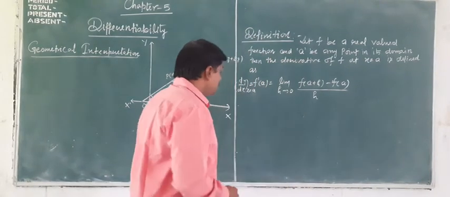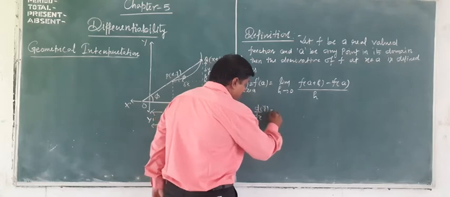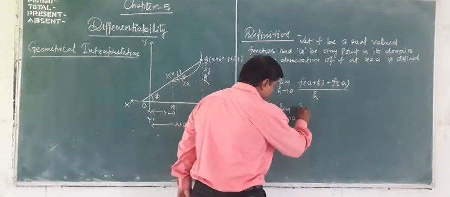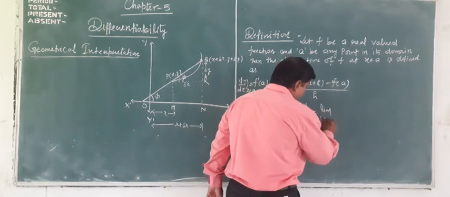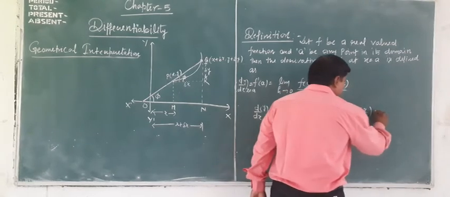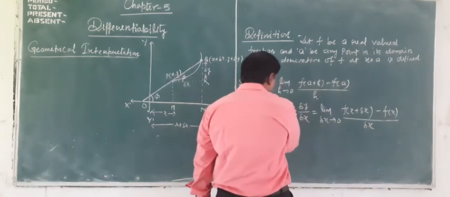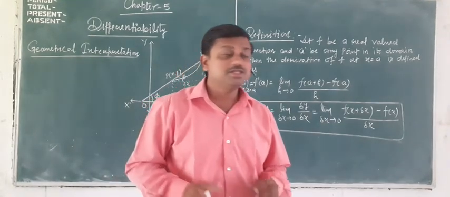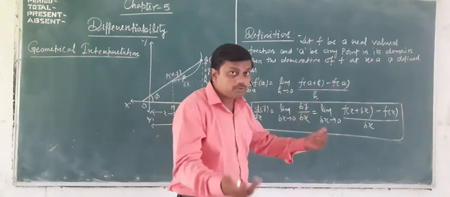Or we can say in general, the derivative of y with respect to x is also denoted by limit delta x tending to 0 of delta y by delta x, and this must be equal to limit delta x tending to 0, where delta y is f(x plus delta x) minus f(x), divided by delta x. This formula is also known as differentiation by the first principle.